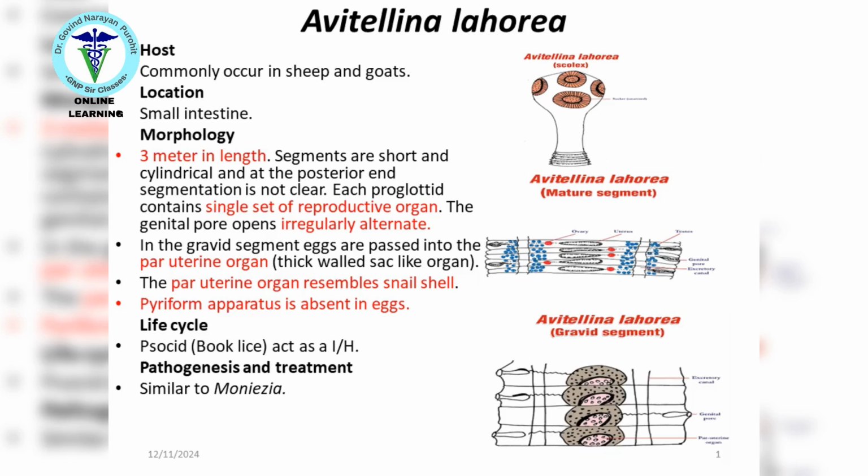Avitellina lahoria commonly occurs in sheep and goats, residing in the small intestine. Adults are 3 meters in length, with short and cylindrical segments. The genital pore opens irregularly alternately, and the uterus resembles a snail shell. The life cycle involves pisocid mites as intermediate hosts.